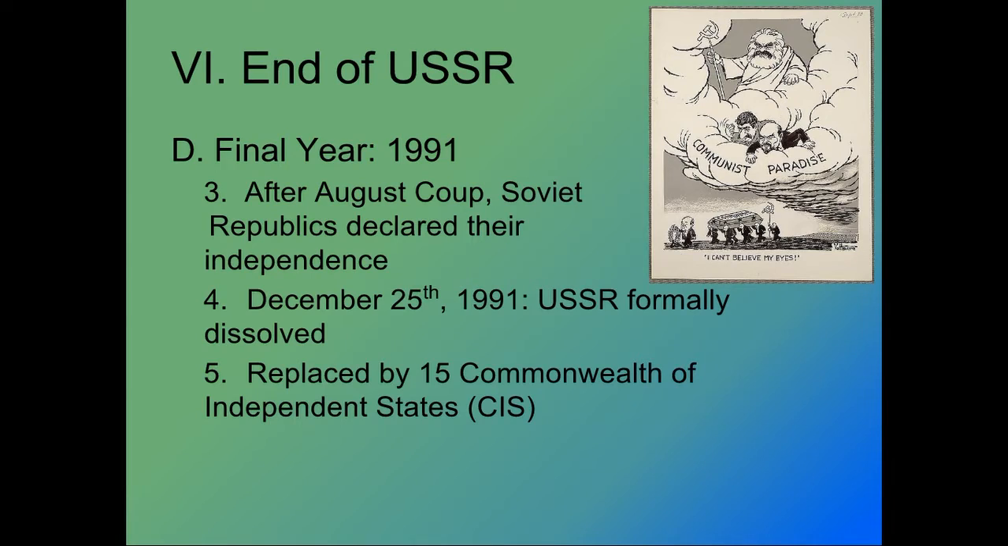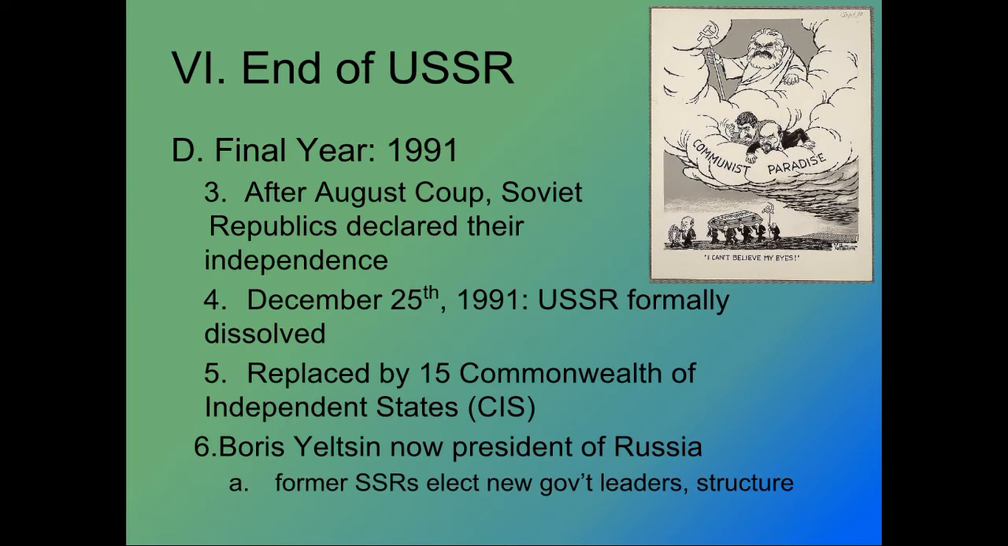They are still connected. They form the Commonwealth of Independent States, similar to the Commonwealth of the former British Empire, so like Canada and Australia. They're their own independent nations, but they still share some commonalities, and they share some diplomatic connections, so they still meet and get together and agree to certain things. Boris Yeltsin now becomes president of Russia, only Russia, nothing else. And these former republics elect their own government leaders and create their own structures.